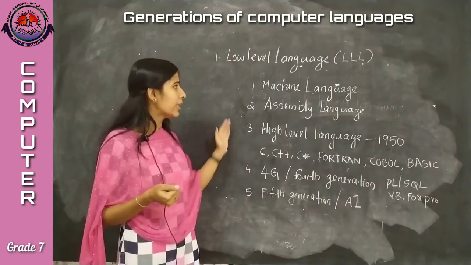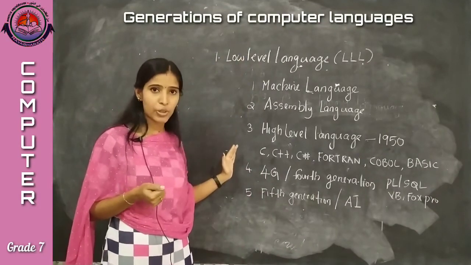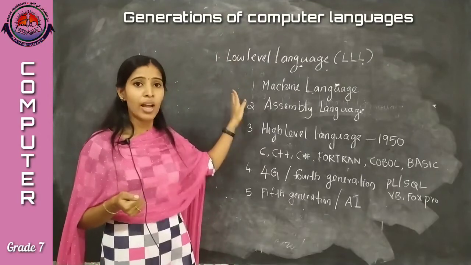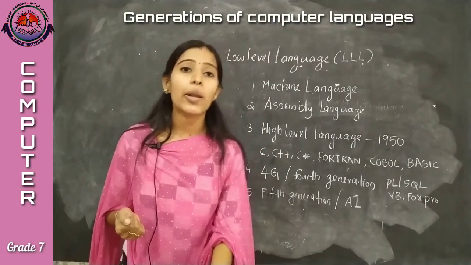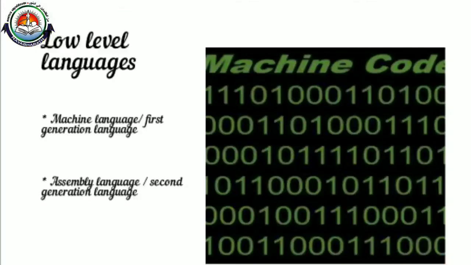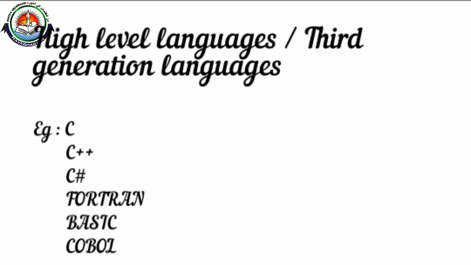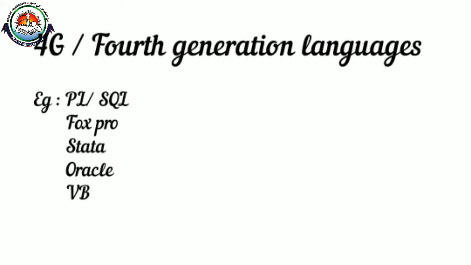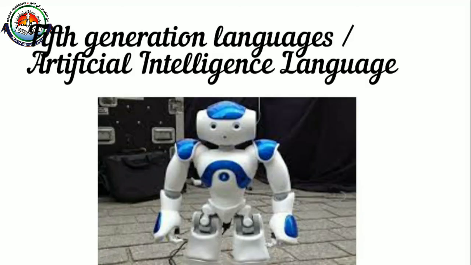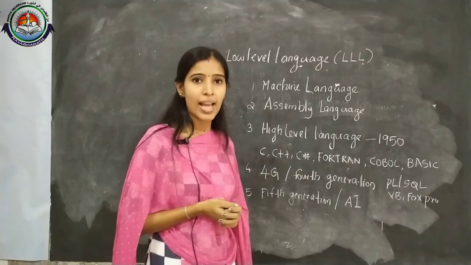I think now you understood what we discussed today, the different types of computer languages. The first one is low level language, which is categorized into two: machine language and assembly language. The third one is high level language, also known as third generation language, then fourth generation language, and the last one is fifth generation language, which is artificial intelligence.